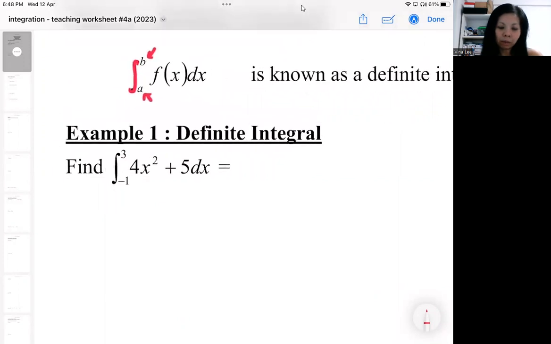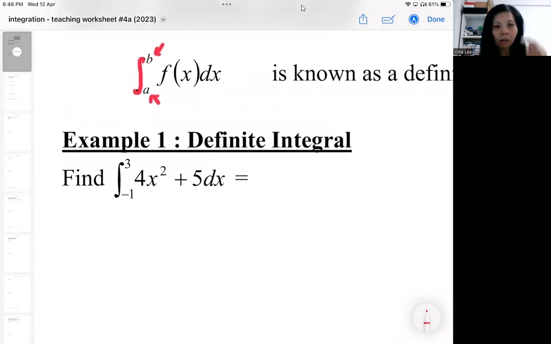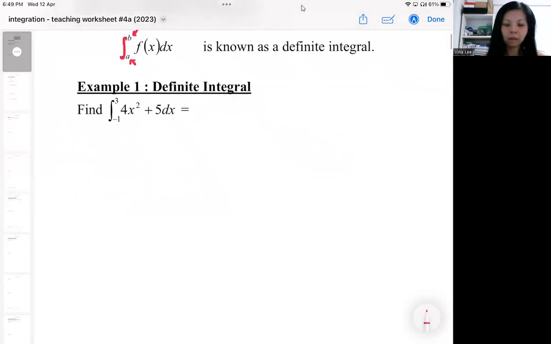If you take a look at example one, the two numbers are 3 and -1. Normally you've got to put the bigger number on top and the smaller number below. So big on top and small below. If they didn't give it to you correctly, they gave you the smaller one on top and the bigger one at the bottom, we've got to do something about it. Later on, I will tell you what to do about it. Right now, take it as a correct format. The number on the top is the big one. The number on the bottom is the smaller one.